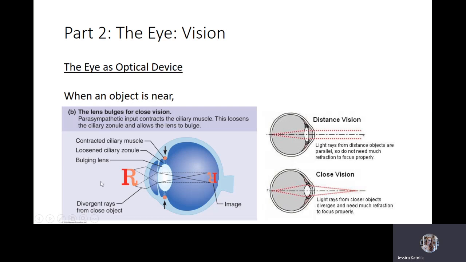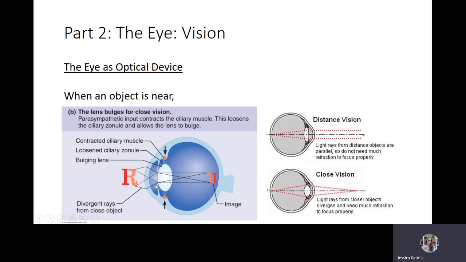Okay, so here, if an object is nearby, what happens is the rays of light are no longer parallel. Rather, they are going to be diverging from each other. And so they'll kind of come in at outward angles to each other. As the light passes through, the cornea will bend the light over here. But the angle that the light is coming in is a little bit too tight.